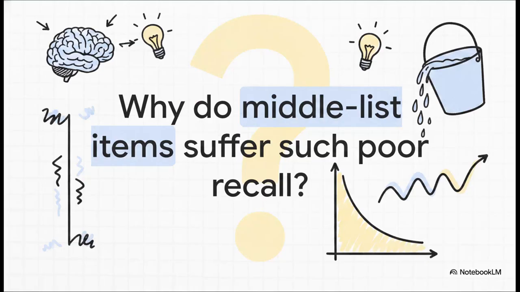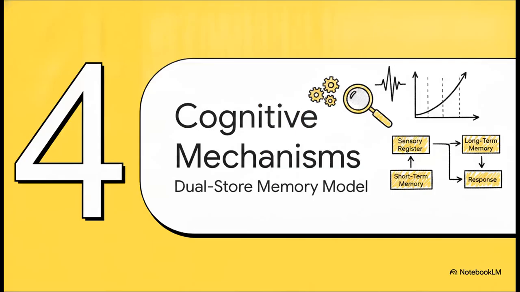Before we move any further, I want you to ask yourselves, why do middle list items suffer such poor recall compared to the extremes? Think critically about what this finding tells us regarding human memory. If memory were just a single bucket that we pour words into until it's full, the graph would just look like a straight declining line. But it doesn't.